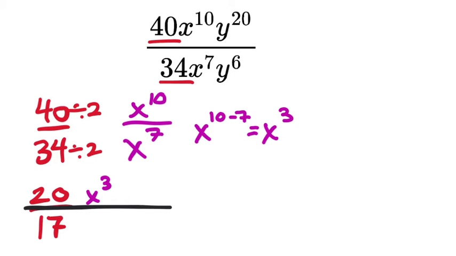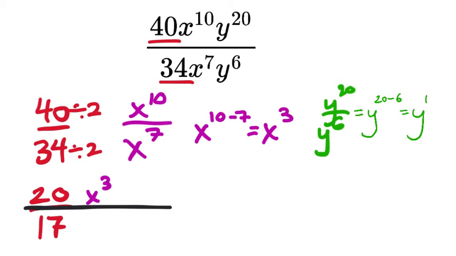Now I can work with my base y. So you had y to the power of 20 all over y to the power of 6. Well, it's the same base being divided. So I'm going to take the same base, take the numerator exponent, subtract the denominator exponent, and 20 minus 6 is going to be 14. So I end up with y to the power of 14.